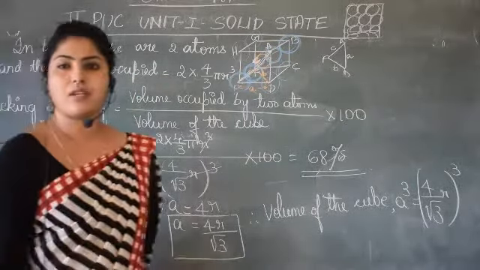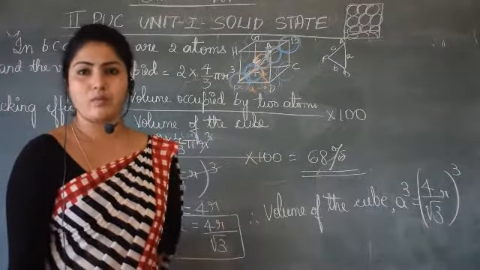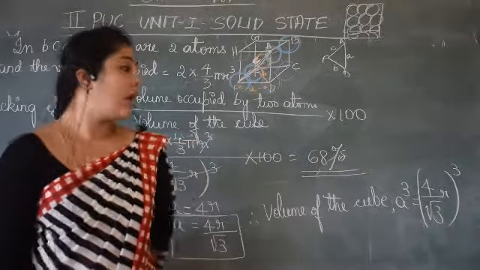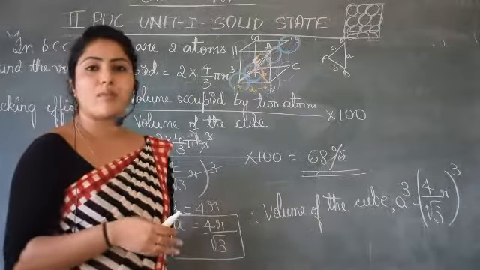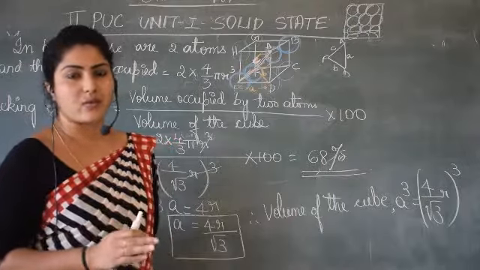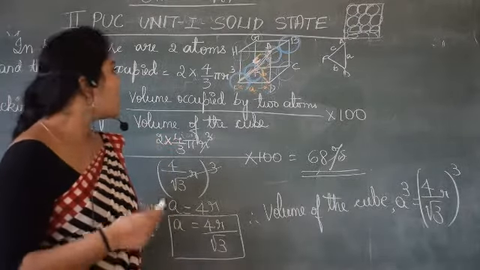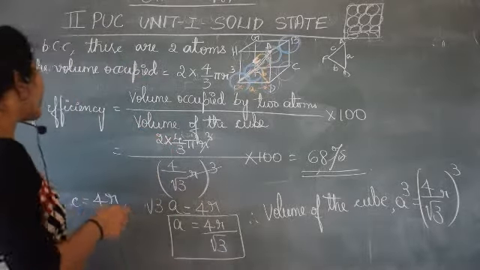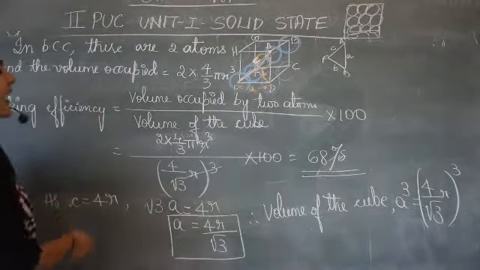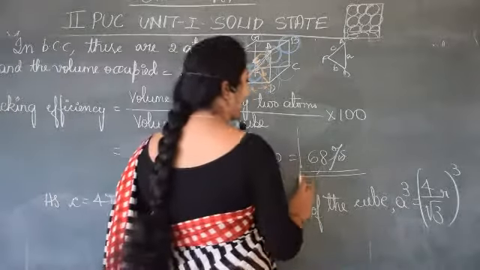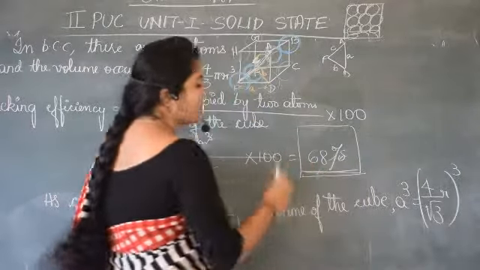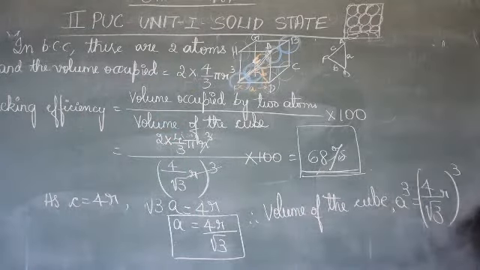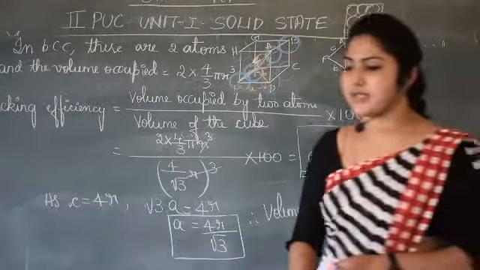Once you get A, you know that volume of cube is A cube. Then how many atoms are present in that cube? It is 2 atoms. Take those 2 atoms and multiply by volume of sphere formula, 4 by 3 pi r cube. Substitute it in the formula for packing efficiency and you get the packing efficiency for body centered cube as 68%.